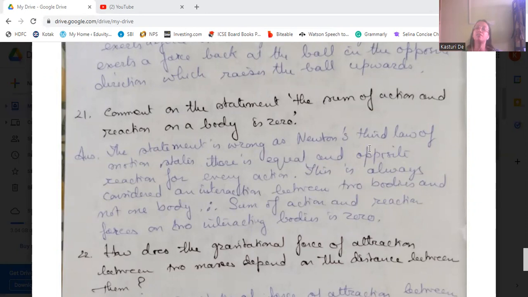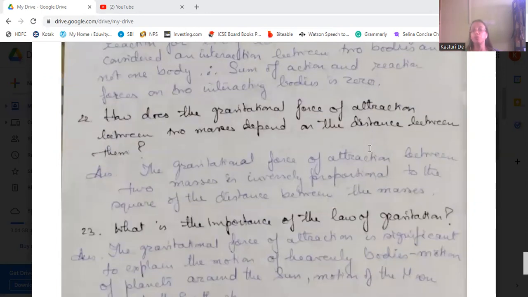Clear. How does the gravitational force of attraction between two masses depend on the distance between them? The gravitational force of attraction between two masses is inversely proportional to the square of the distance between them. Here, it is inversely proportional to the square of the distance between them.